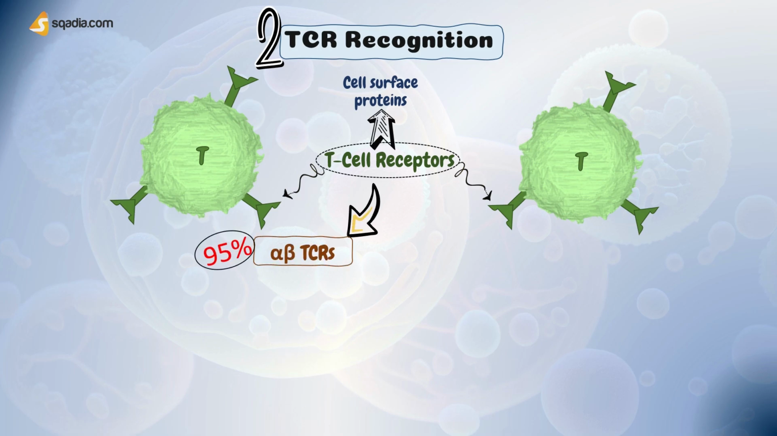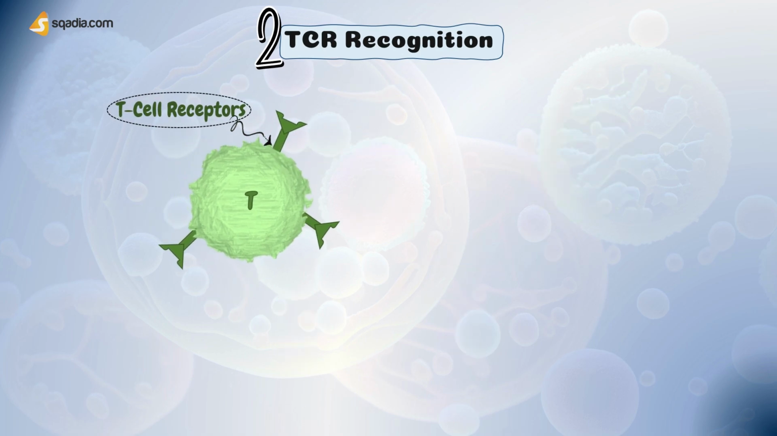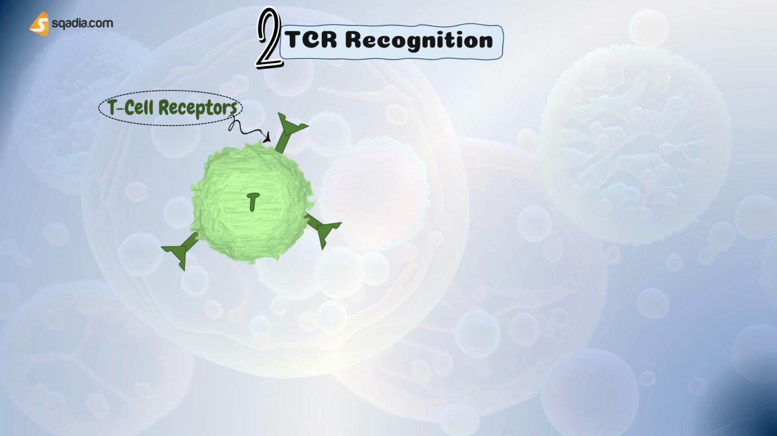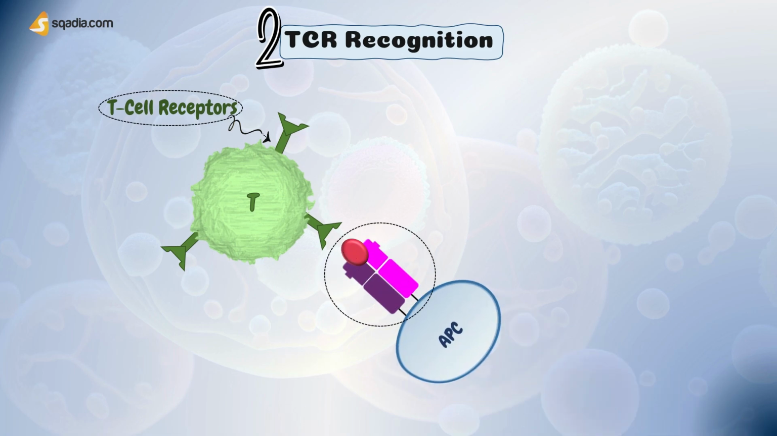95% of these TCRs are alpha-beta TCRs, made of alpha and beta chains. And 5% of them are gamma-delta TCRs, made of gamma and delta protein chains. Now among these, gamma-delta TCRs can bind the antigen directly. But here, we will talk about the majority that are alpha-beta TCRs. So, we say they don't bind the antigen directly, but need an intermediate indicator presenting a part of the antigen. That is actually the MHC antigen complex over the surface of other cells.